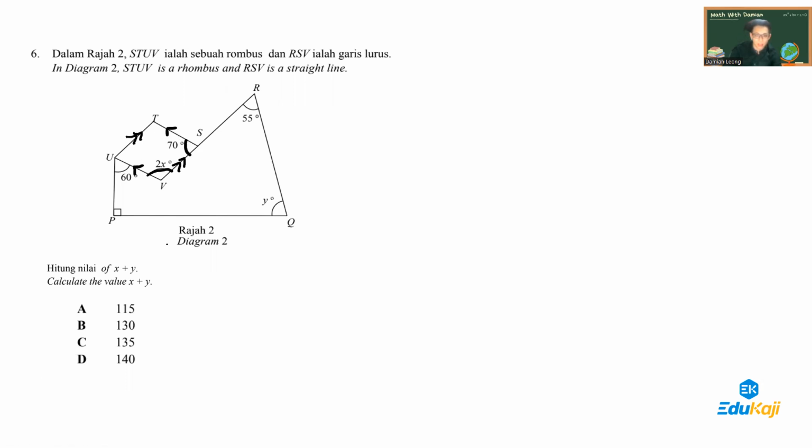Both are on the inside, so interior angles means they should add up to 180. So 2x is 180 minus 70, 110. Bring over the 2, divide 2, 55 degrees. So x is 55. Then I also want to find y.